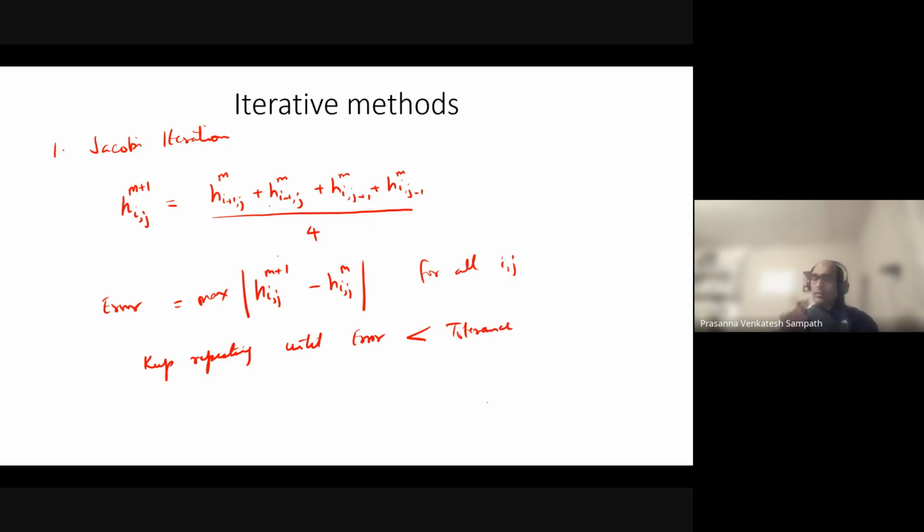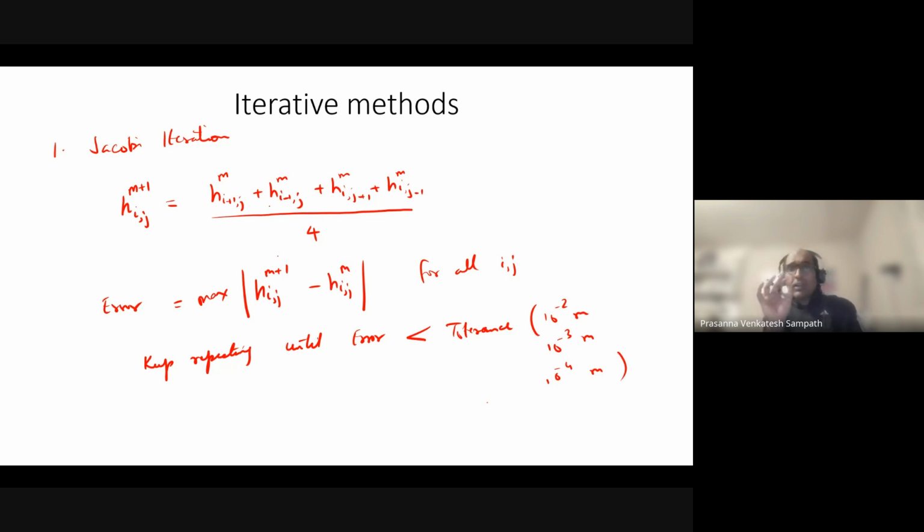Okay, I can define a tolerance value. I can say that as long as the error value is more than 10 to the power minus 3 meters, let's say. I'm just giving a number. It could be anything: 10 to the power minus 2 meters, 10 to the power minus 3, or 10 to the power minus 4 meters, whatever, any value. I decide some tolerance value.